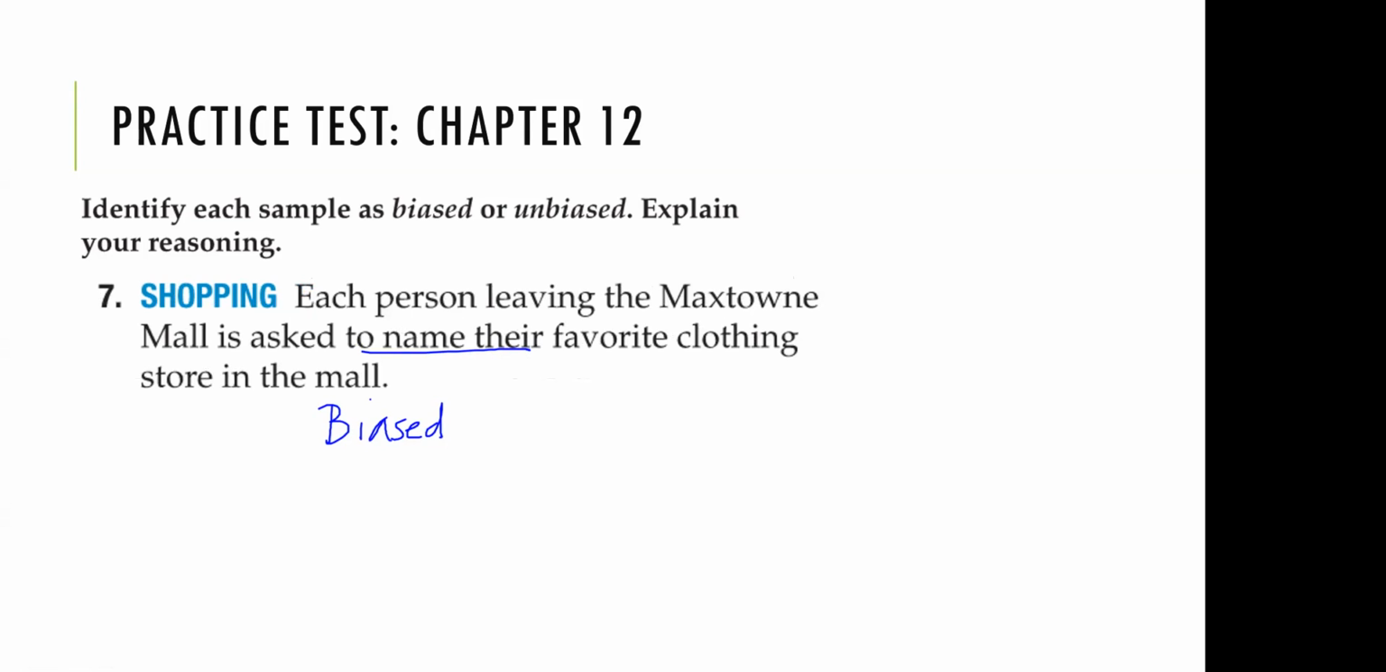Problem number 7 says each person leaving the Maxtown Mall is asked to name their favorite clothing store in the mall. This would be an unbiased sample, because every person that's leaving the mall is being asked, and they could be there for any of the clothing stores in the mall. If they were standing outside of one specific clothing store and asking people what their favorite store was, then that would be biased, because if they're in that store, they probably really like that store. But if they're asking people that are leaving the mall, they could have gone into any store in the mall.